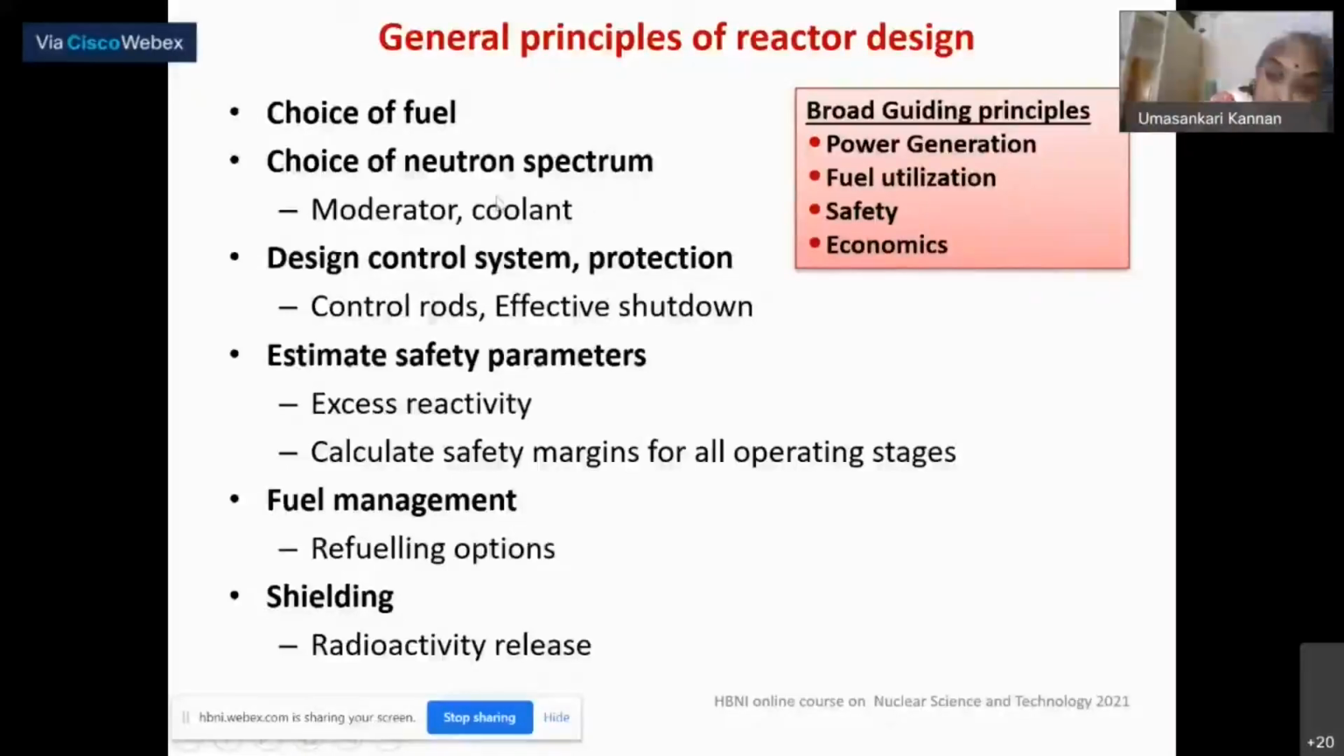We have to use boron carbide. Cadmium can be used in thermal reactors like PHWR, but PWRs and fast reactors use boron carbide. So these kinds of materials have to be chosen to design the control system. And also how fast it should be depends again upon the neutronic parameters like the delayed neutron fraction, which I was talking about.